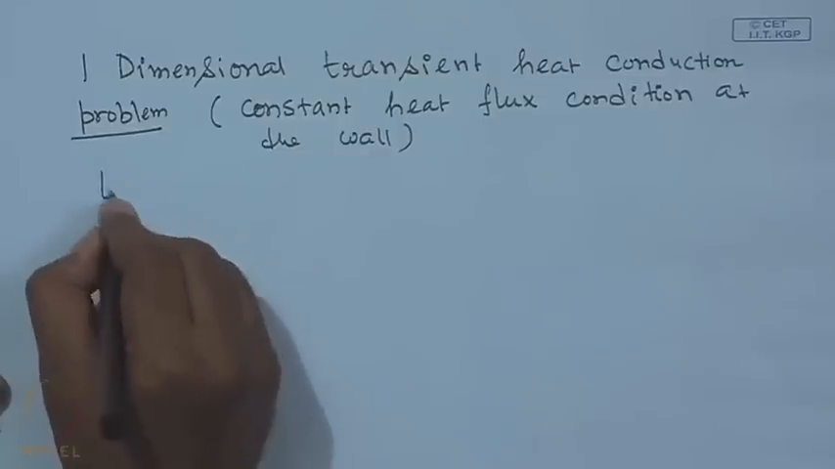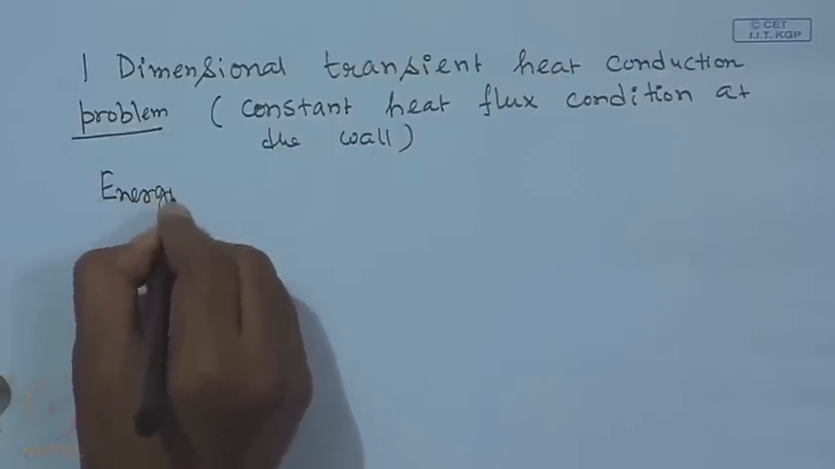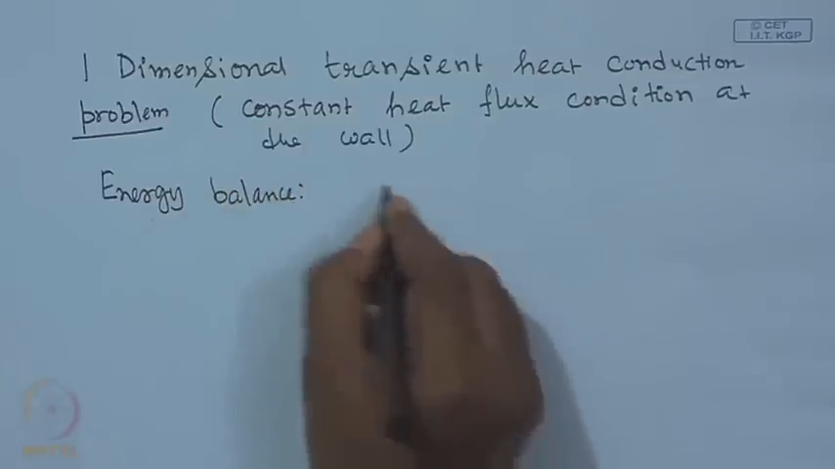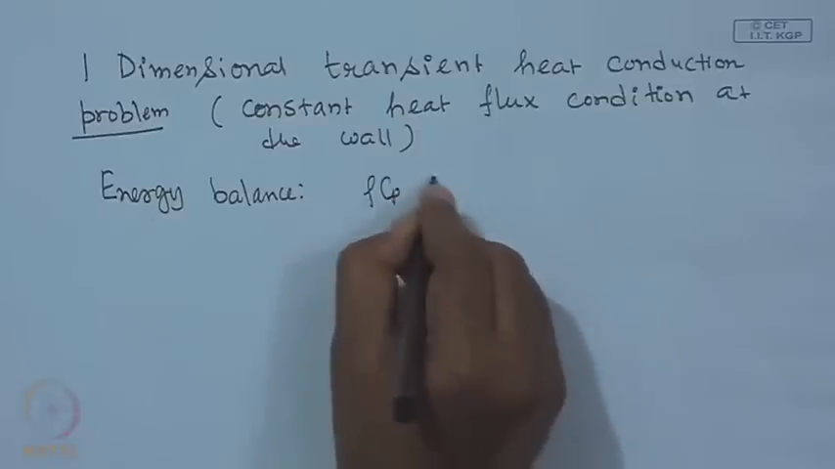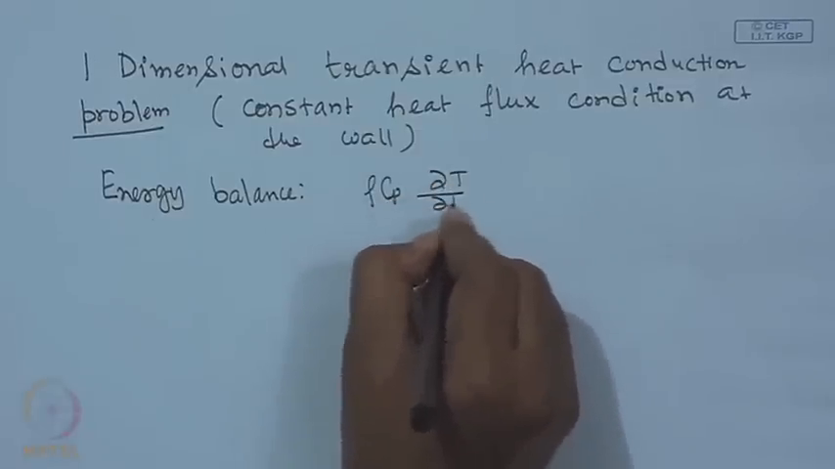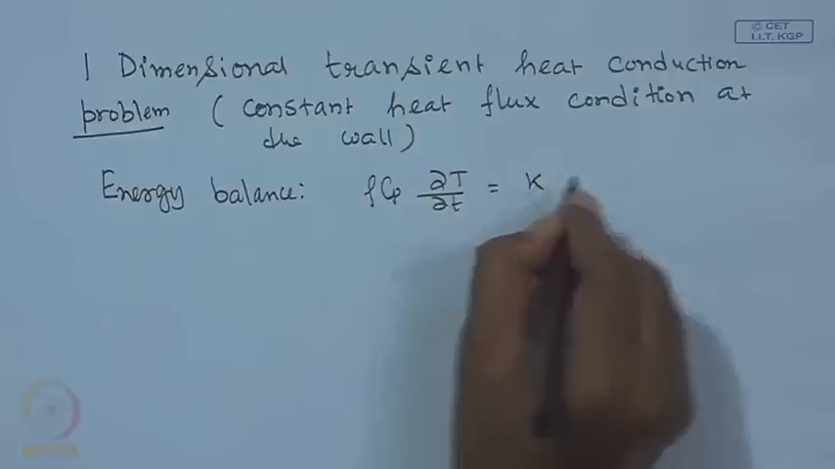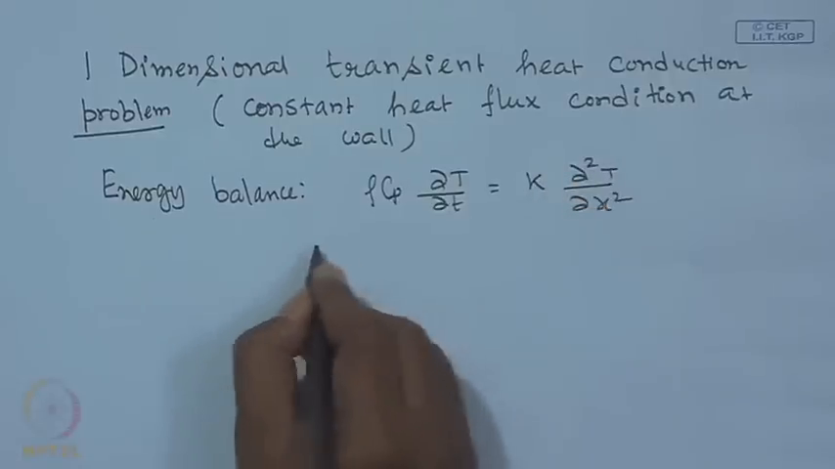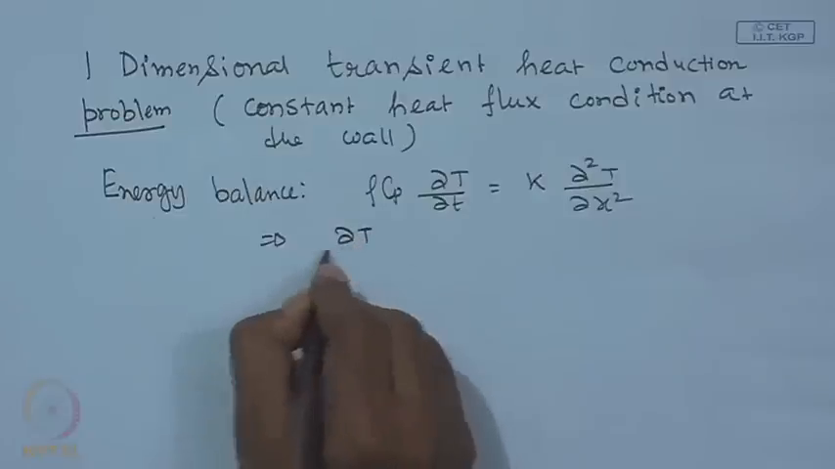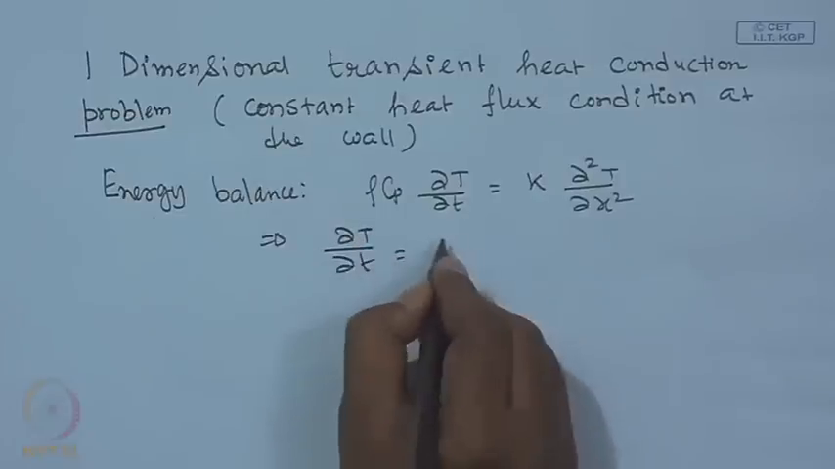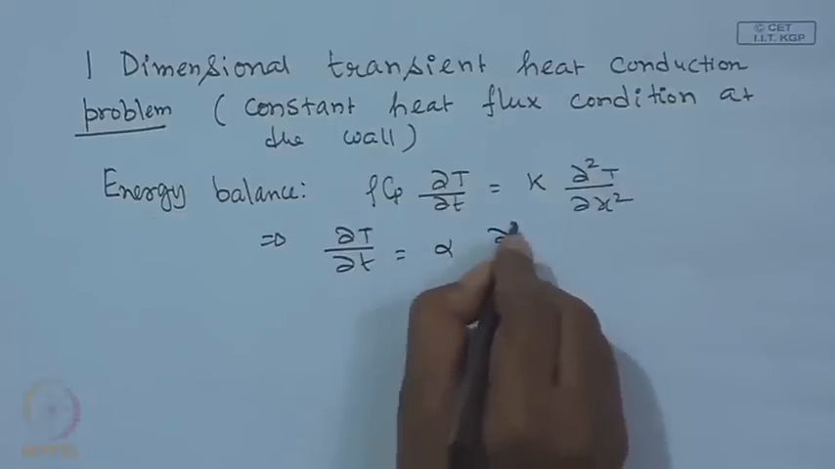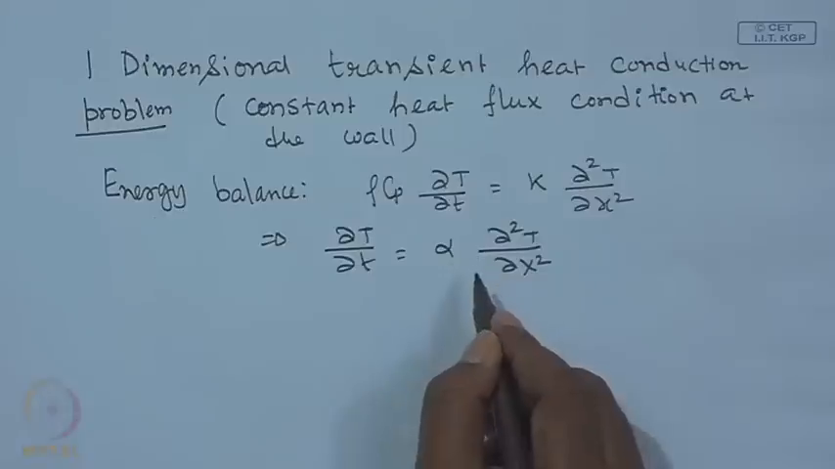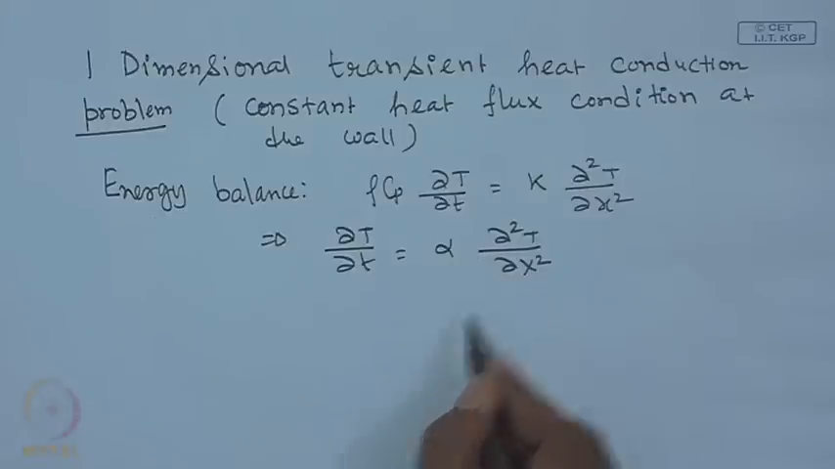Okay. So, the energy balance equation is given by rho C p del T del t is equal to k del square T del x square. So, we write del T del t as k by rho c p, that is alpha, del square T del x square. Alpha is known as the thermal diffusivity, that will be equal to k by rho c p.